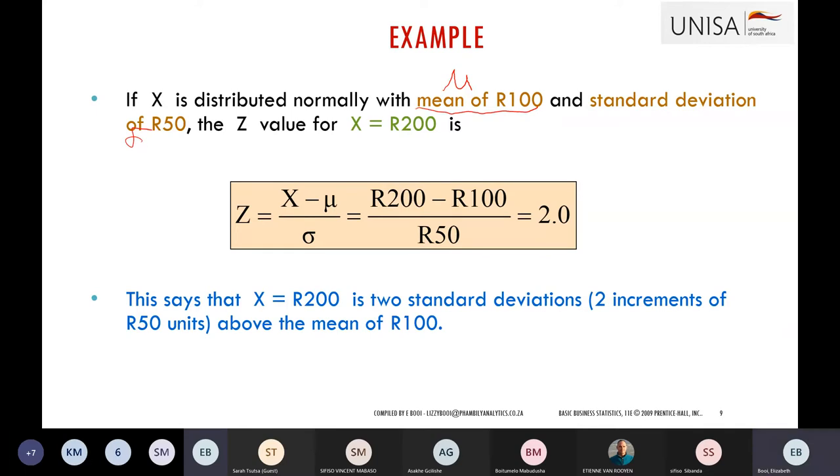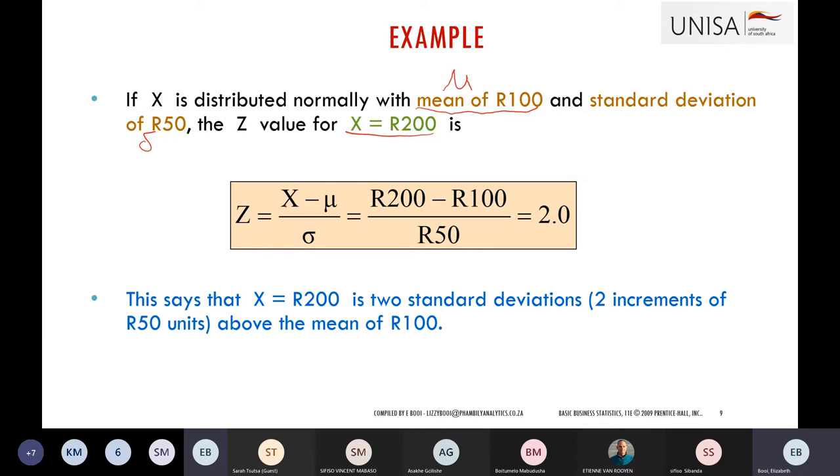And in the question, they would give us the x value, and there is our x value, which is 200. Then we can substitute the values. Our x is 200, our mean is 100, and our standard deviation is 50 rand. We calculate 200 minus 100 is 100, divided by 50, which equals 2.